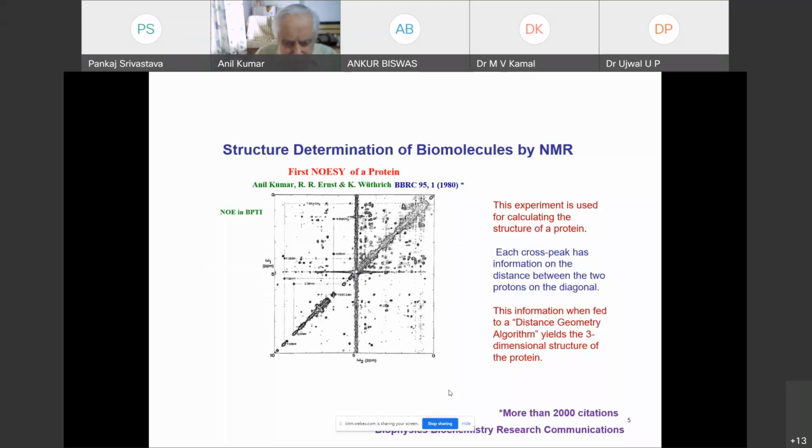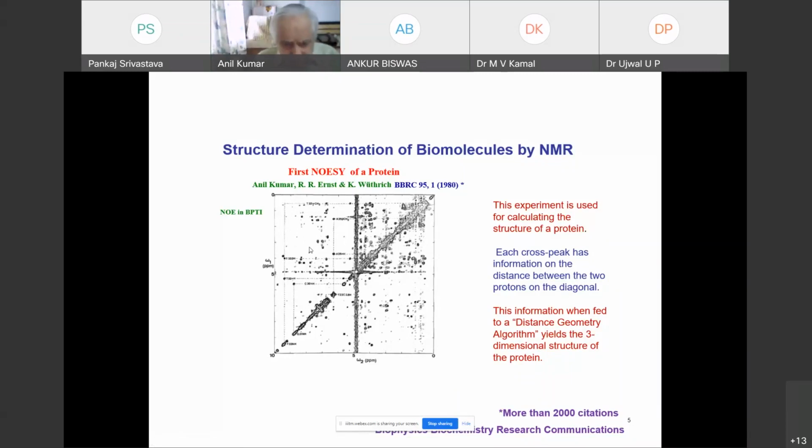This is called a two-dimensional nuclear Overhauser effect spectrum, in which the proton frequencies are spread in two dimensions, and the cross peaks in this spectrum represent the distance between the proton at this axis point and at this point. So it has a large amount of information about interproton distances in the protein. And if you feed this information to a distance geometry algorithm, it calculates the structure of the protein.